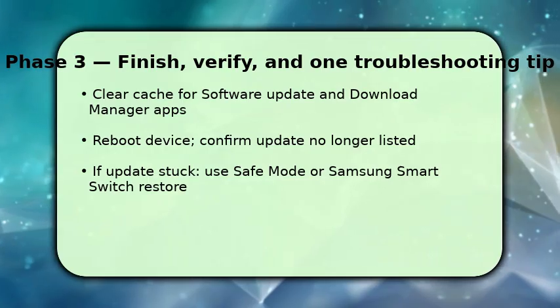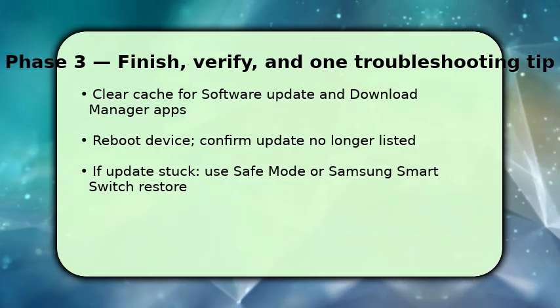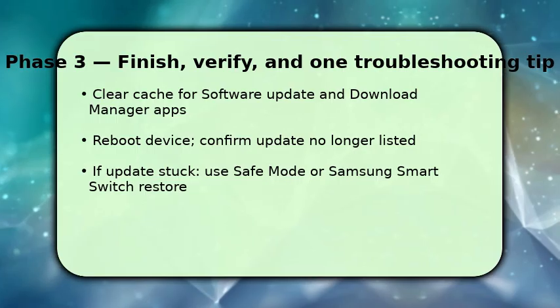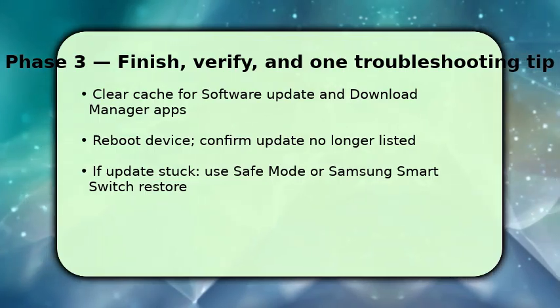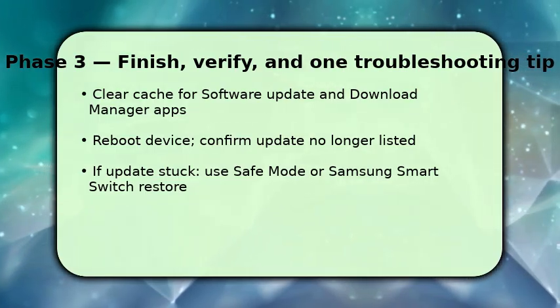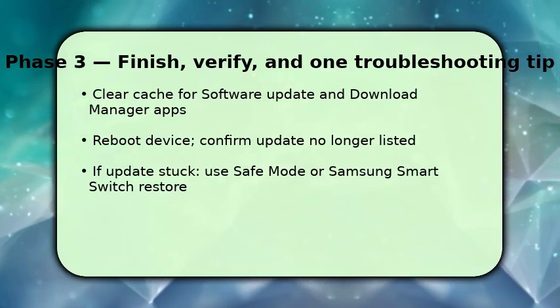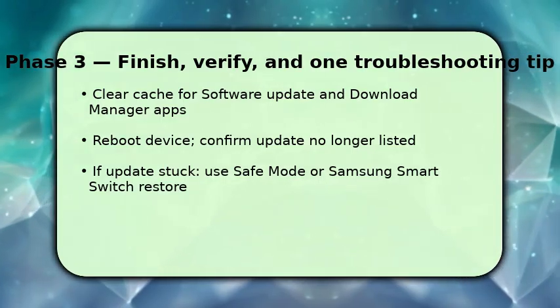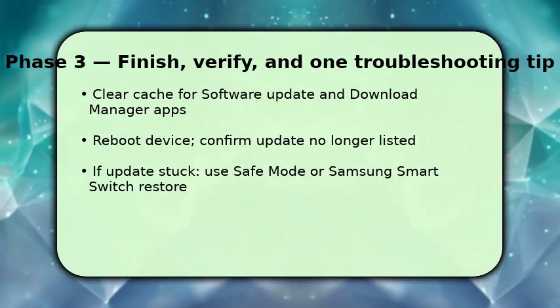If the update is still stuck or the device behaves oddly, boot into safe mode to prevent third-party interference and retry, or use Samsung's Smart Switch to restore software from a stable backup. One key tip: keep automatic updates off until you're ready to update manually.